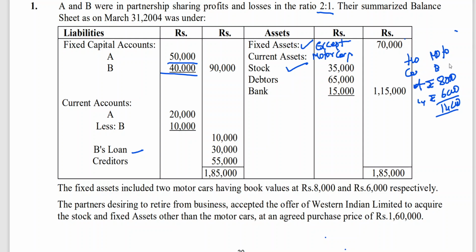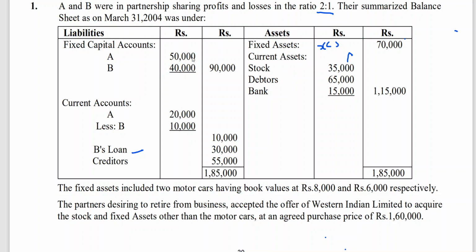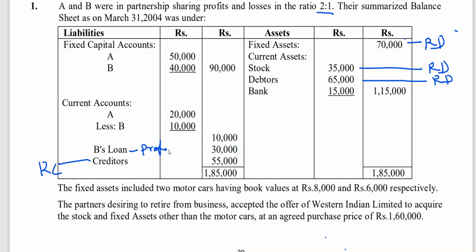So now what we need to do is see what assets are to be transferred to realization account. As usual, the entries which you have learned, the same concept will be followed. So fixed assets will be transferred to realization account debit side, stock debit side, debtors debit side, creditors credit side. And B's loan of course will be a separate account, because you are not giving them cash. B's loan is discharged by giving preference shares.